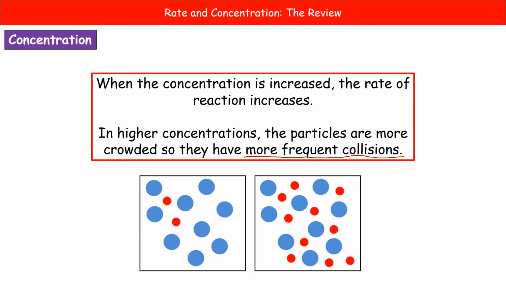And just to show you at the bottom, we've got those little pictures. So this is a low concentration on the left, because we've only got two of our little solvents there in the red. And then on the right, we have a high concentration. So we've got lots of the little red particles. They're more crowded, they're more likely to collide with the blue. Therefore, increased rate of reaction. There will be more frequent collisions.